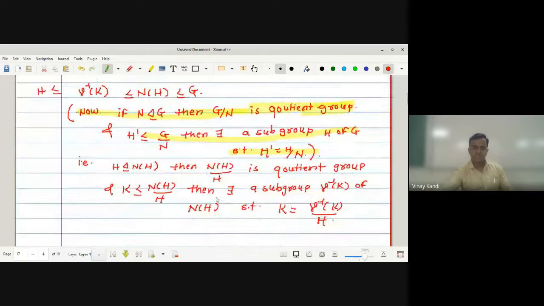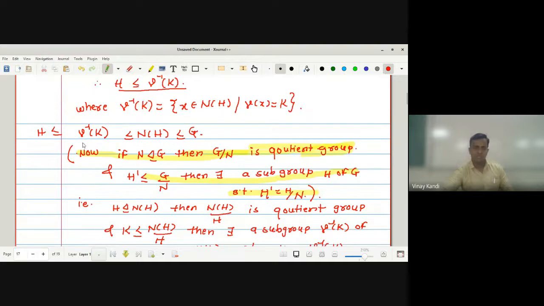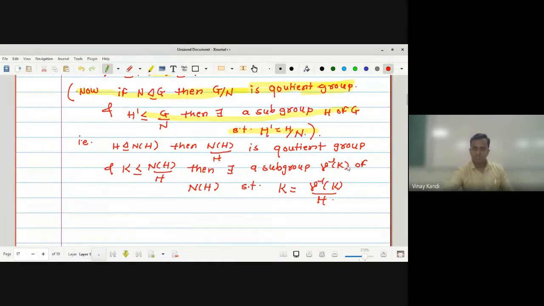Okay, so here we have K is a subgroup of N of H upon H. Then by using this result, there exists a subgroup gamma inverse of K of N of H. Here we proved gamma inverse of K is a subgroup of N of H. Okay, there exists a subgroup of N of H such that this K is nothing but gamma inverse of K upon H. Okay, any doubt?